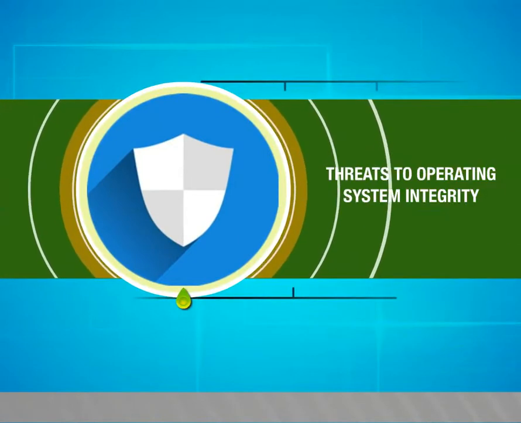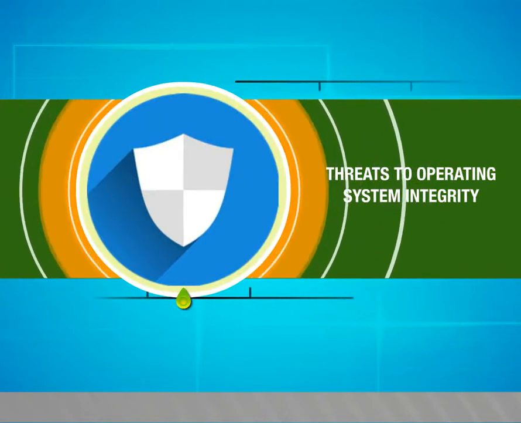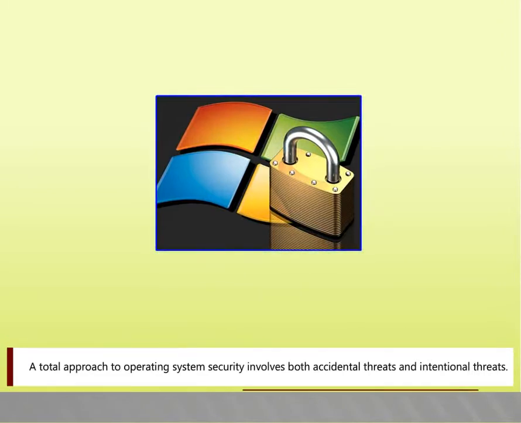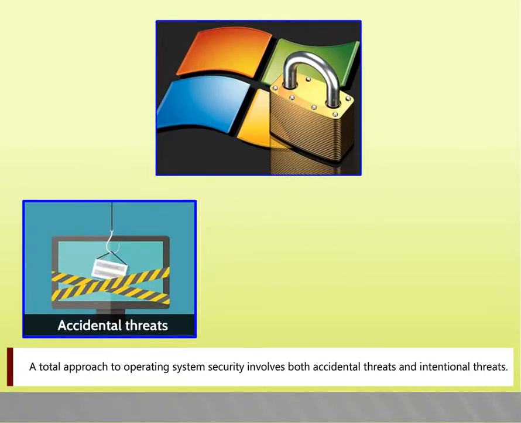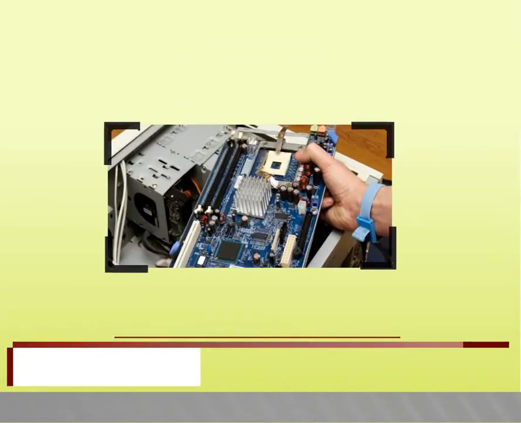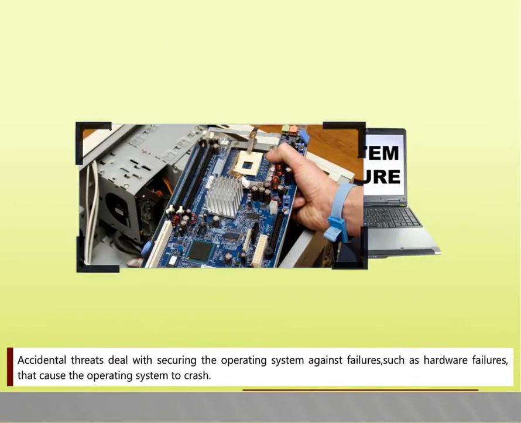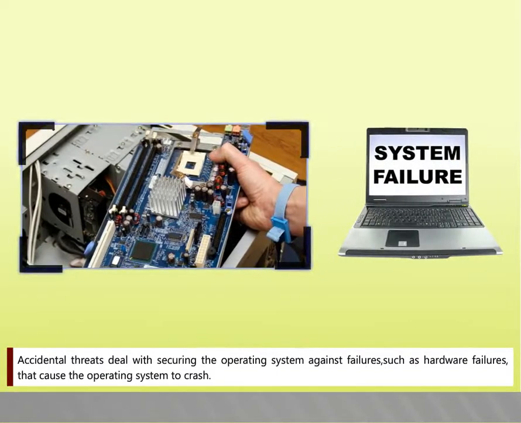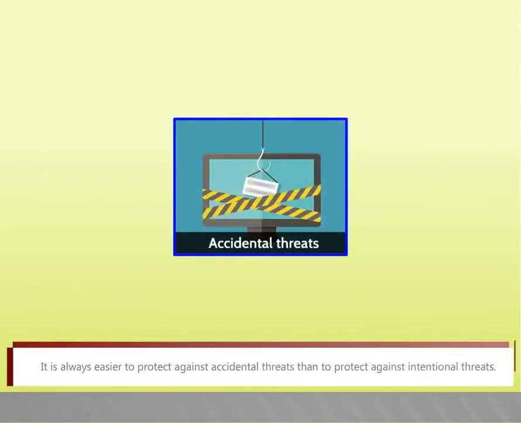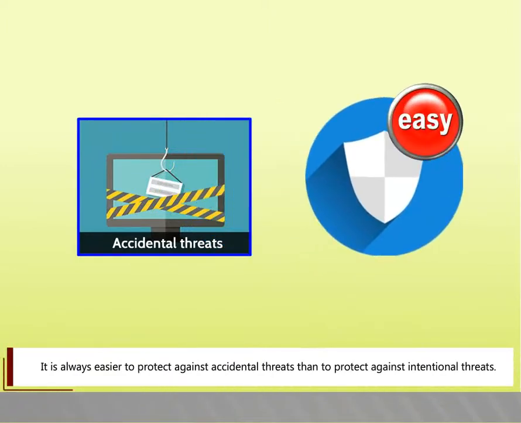Threats to operating system integrity. In this video, we are going to see about threats to operating system's integrity. A total approach to operating system security involves both accidental threats and intentional threats. Accidental threats deal with securing the operating system against failures, such as hardware failures that cause the operating system to crash. It is always easier to protect against accidental threats than to protect against intentional threats.